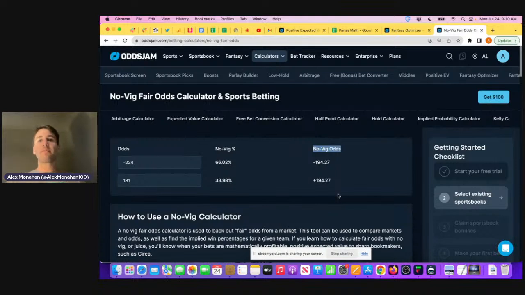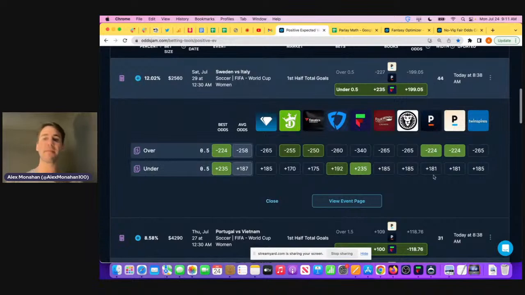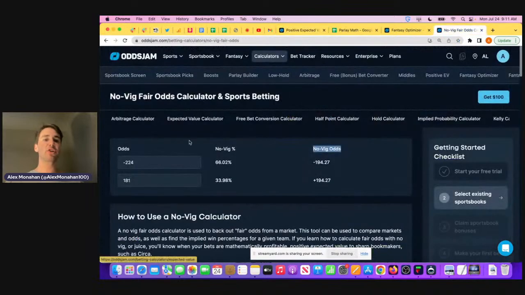So not super complicated. All this calculator does is it removes the vig. That's how sportsbooks make money, right? It's not like you go to Pinnacle to place a bet and they say, hey, you owe us $5. They make money by baking the vig, or the juice, into their market, right? So what we do is we strip out the vig.